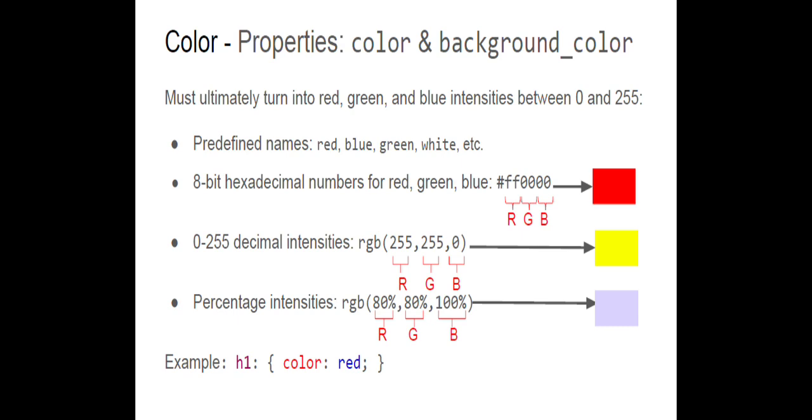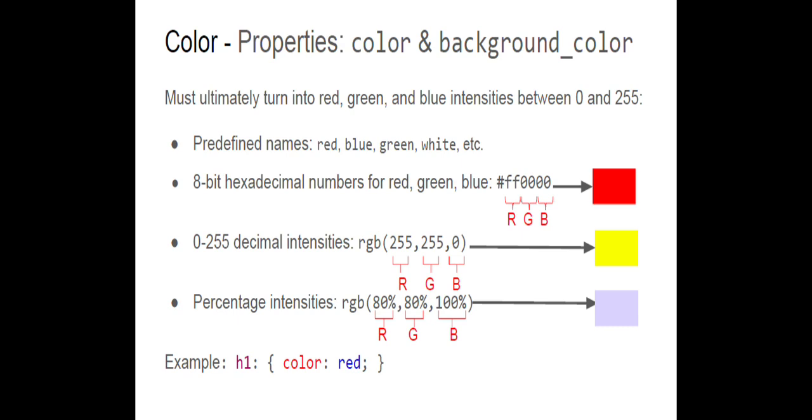Predefined names are red, blue, green, white and so on. The 8-bit hexadecimal numbers for red, green, blue: here you can see the hexadecimal number for 8-bit, that is slash FF 0000, meaning the FF is related to R, 00 is G and another 00 will be B. So we can give just 00 and interchange those F.